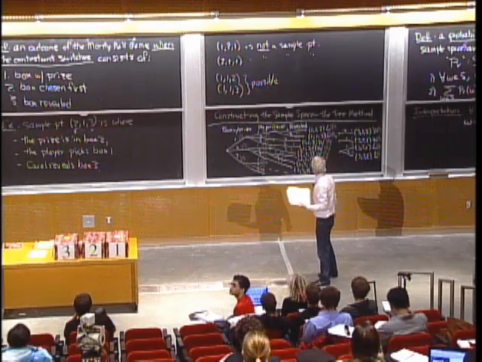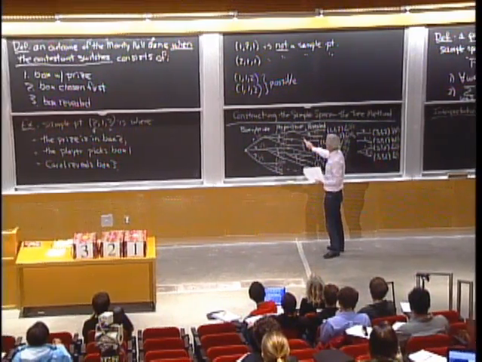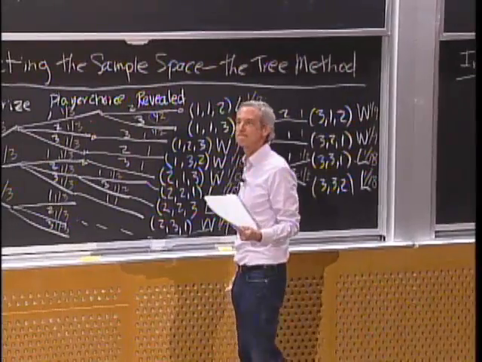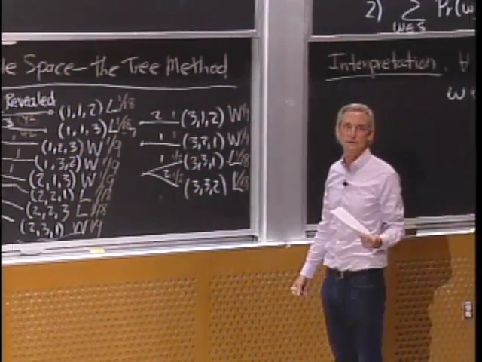Why did you put 1 on the choice of the 3? On this one, there's only one choice. So it happens with probability 1. Yeah. Any other questions?